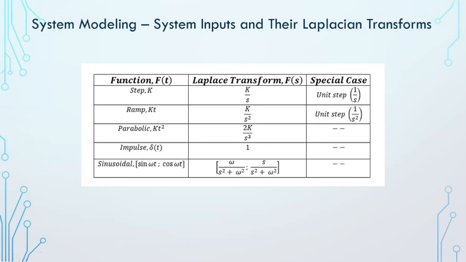Now you notice here that in the time domain, the independent variable is time, t. But in the Laplacian domain, the independent variable is s. I won't really spend a lot of time on the Laplace transform because we don't have enough resources. I think I have moved really fast now.